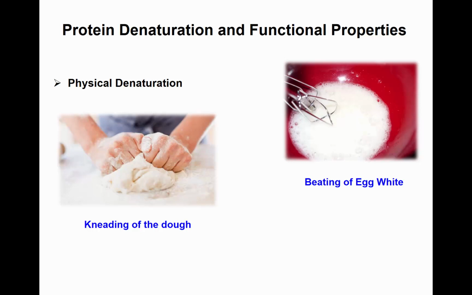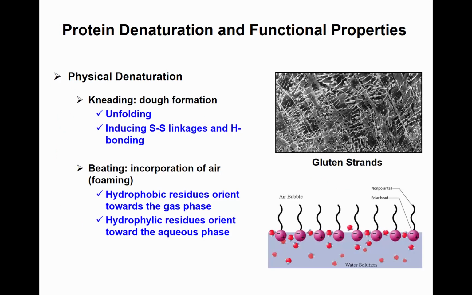There's physical denaturation. A perfect example is forming a dough. When you knead the dough, you are denaturing the gluten-forming proteins, gliadin and glutenins. You're opening them up and bringing them in close proximity to each other to form the gluten network. So that's a physical denaturation. Beating of the egg: when you beat, you generate foam. The protein also is denatured by beating. Here's what happens. When you knead, you form the gluten strands, inducing disulfide linkages and hydrogen bonding.